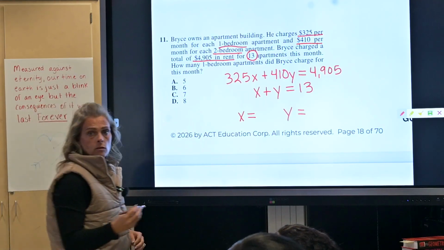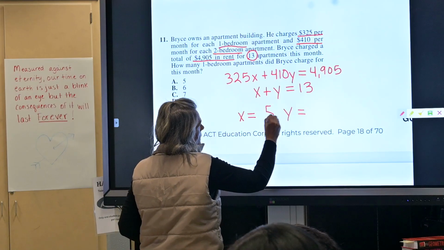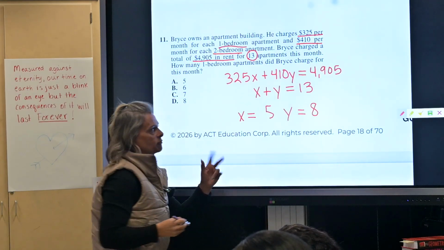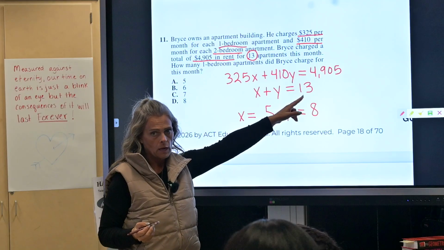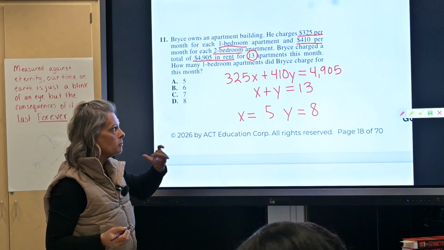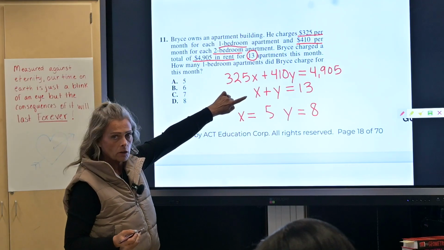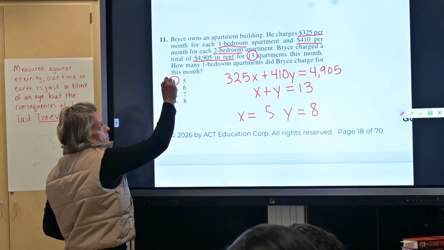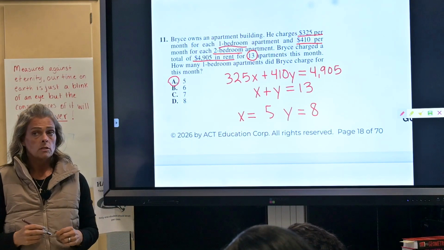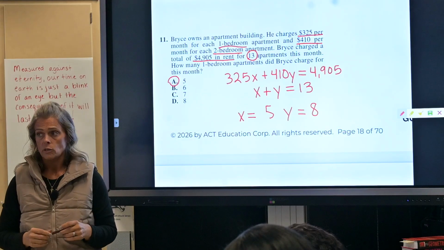X is 5. What was your Y? 8. Okay. So 5 plus 8 is 13. That's our total number of apartments, okay? It was asking about 1-bedroom apartments, which we called our X, so our answer is 5. Okay. Would you guys like me to do that again? Or do you feel good about it?